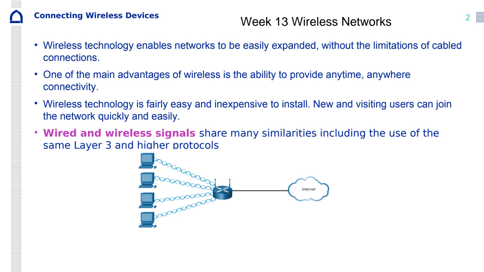So one of the main advantages is you are able to provide anytime, anywhere connectivity, even for difficult to reach areas. Okay, it is easy and inexpensive to install because you don't have to pull cables, dig in the wall, pull conduits, underground cables, no. So it's cheaper. Okay, wired and wireless signals share many similarities, and they both use layer 3 and higher protocols.